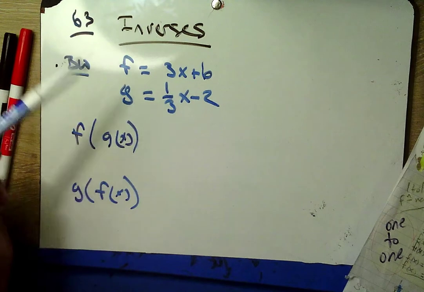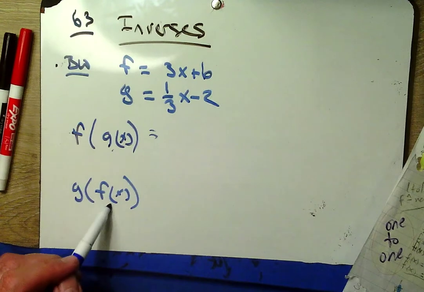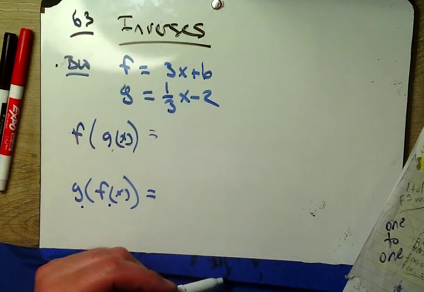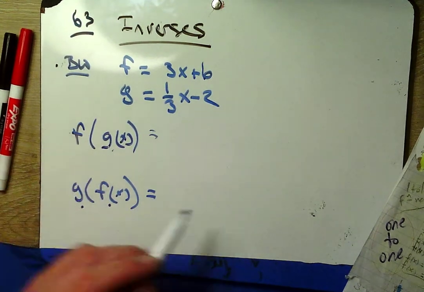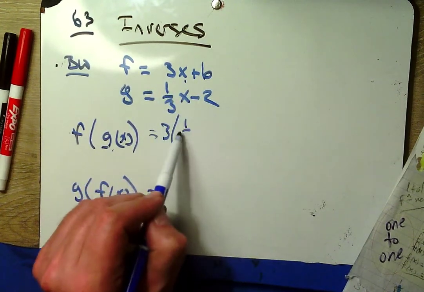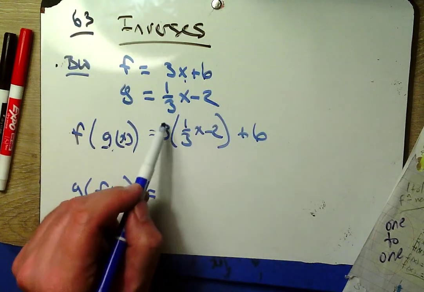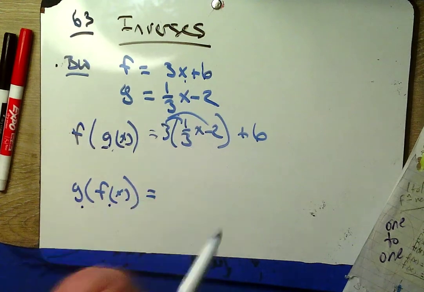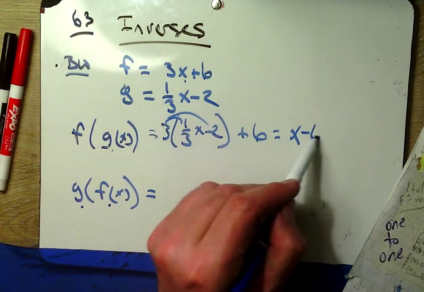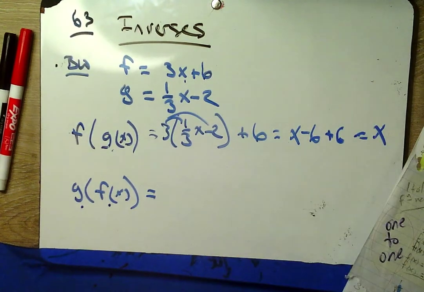Okay? So I want you to take g and plug it into all the x's of f and see what you get. And I want you to take f and plug it into all the x's of g and see what you get. Why don't you pause the video and give that a try? Hey, welcome back. How did it go? Did you take all of this and plug it in there? And that's a 6. So when I distribute, 3 times 1/3 is just going to be 1x. 3 times minus 2 is minus 6. And don't lose that. Ooh, how tidy. We get x.